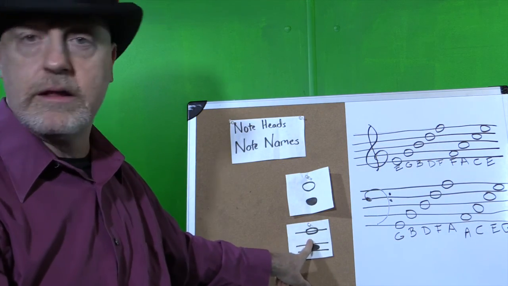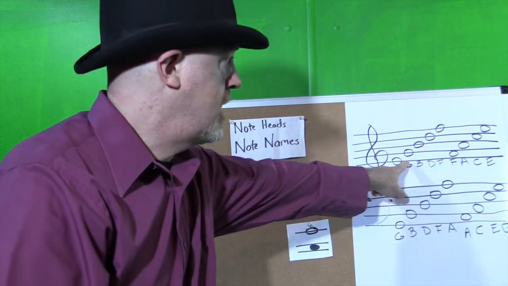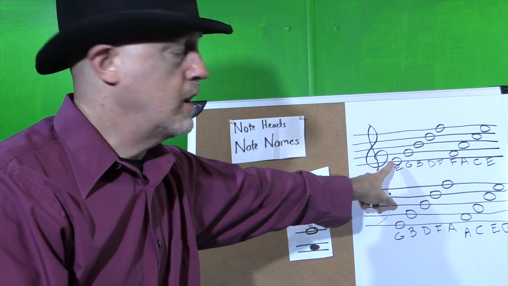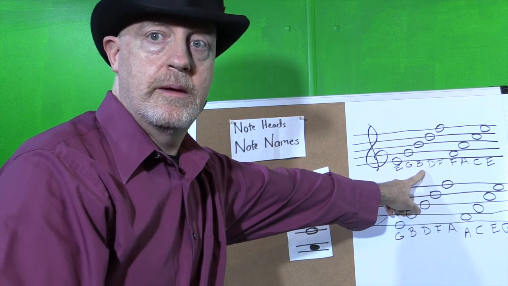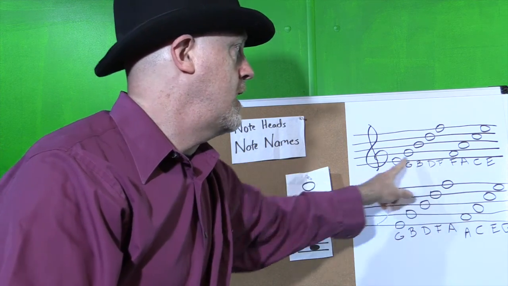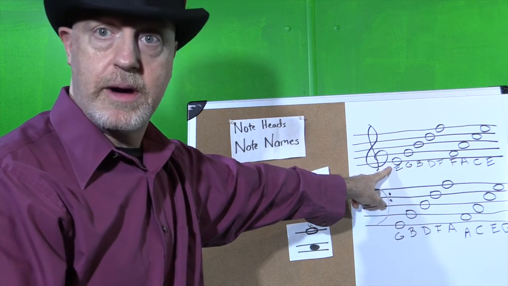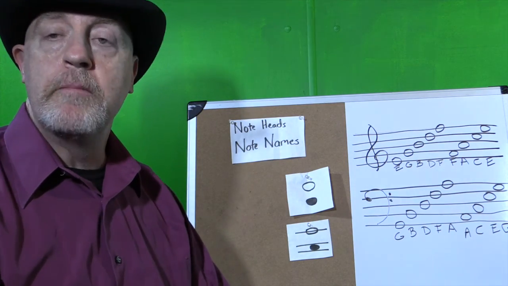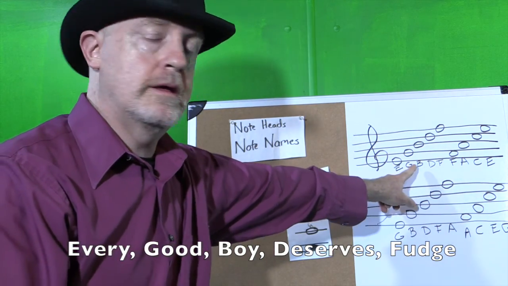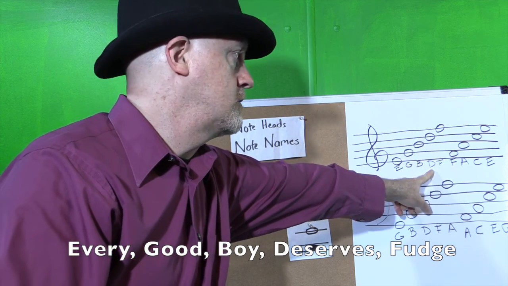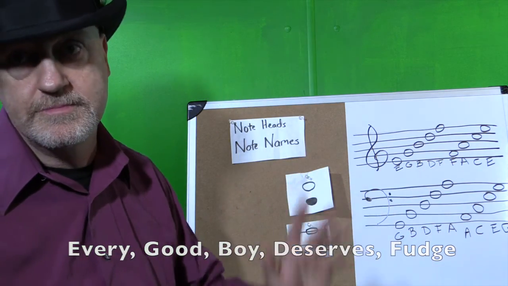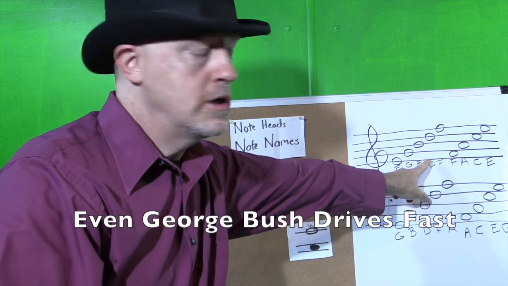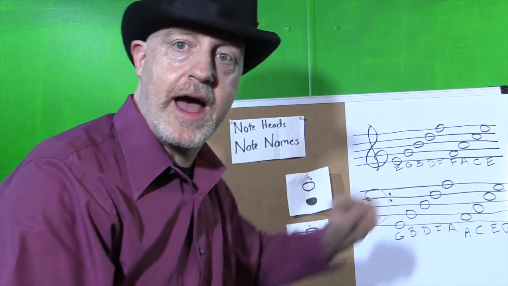When the notes are on the line, like this one, or the line of the staff goes through the notes, from the bottom up, those notes are E, G, B, D, and F, going from the first line on the bottom up to the top. Now the classic mnemonic device for that is every good boy deserves fudge. There you go. A modern one I like is even George Bush drives fast.